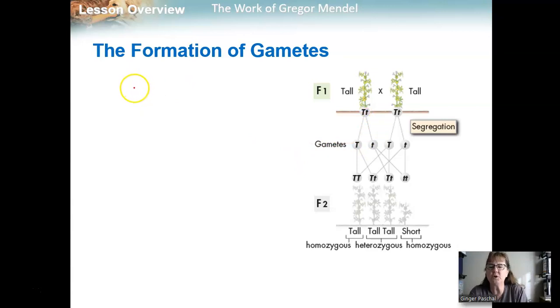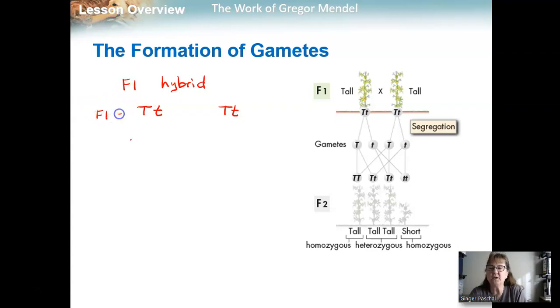In the F1 generation, we said the F1 were hybrid. Now, that has an implication. What that means is their genotype was capital T, lowercase t. And this one plant that we're talking about is going to be both the mother and the father. So this is the F1 generation.